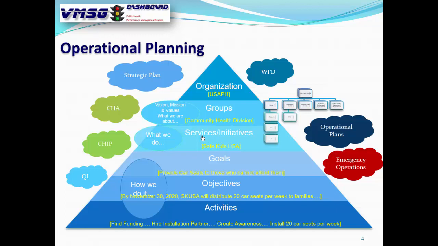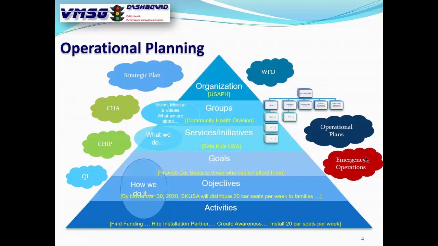So this is the operational planning process that you go through for pretty much everything. As you can see with these clouds sitting outside the pyramid here, you got your typical plans, especially if you're going through the accreditation process. You can see your strategic plan, your CHA and your CHIP, your QI plan, emergency operations plan, your workforce development plan. Typically, those are all entered in an operational planning format into the system here.